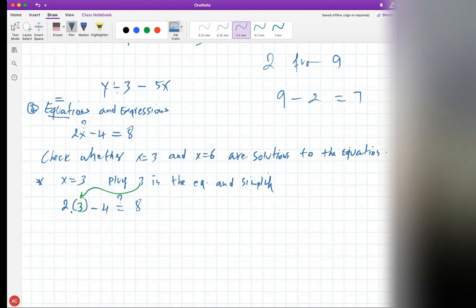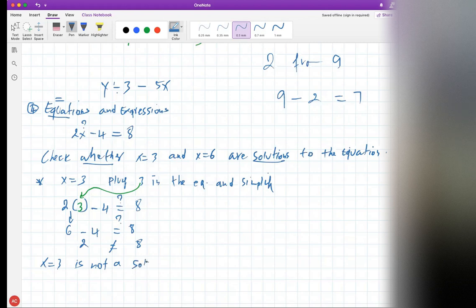The multiplication. That's right. That's 6. 6 minus 4 is 2. Again, we say, is it equal to 8? This 2 is not equal to 8. So this is not right. What do you say about x equals 3? What do you say? 3 is not a solution for the equation. Exactly. So 3 is not a solution. That's why we want to check whether these are solutions or not. So at least we know for a fact now that 3 is not a solution. That's the conclusion here.